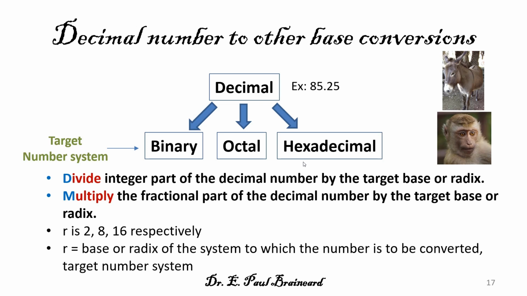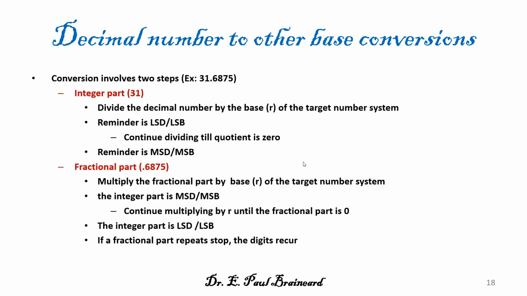How long do we have to divide the integer part with the base of the target system? Till the quotient becomes 0. How long do we have to multiply the fractional part? Till the fractional part becomes 0. In case the fractional part repeats, then you can terminate at one stage.